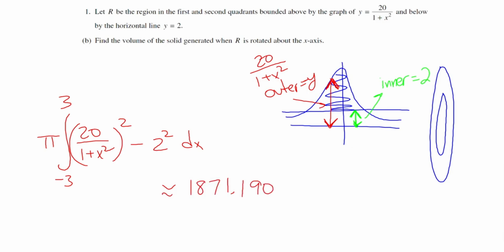And that was worth 3 points, 2 points here for the correct setup, and 1 point for the final answer. 2 points for just the integrand portion of it. So if you forgot the pi, you still get 2 points out of the 3.